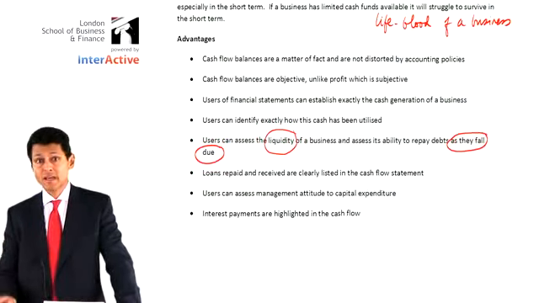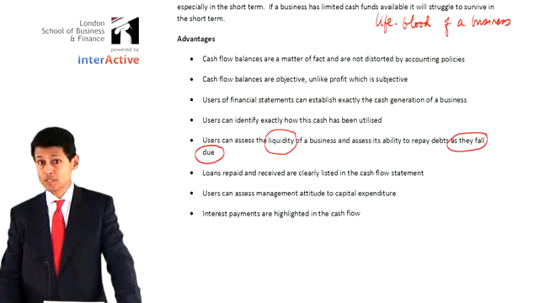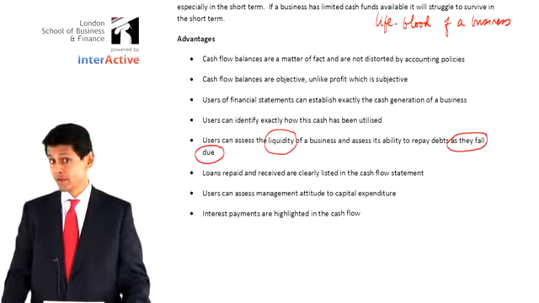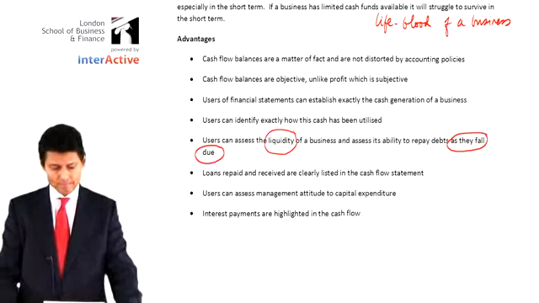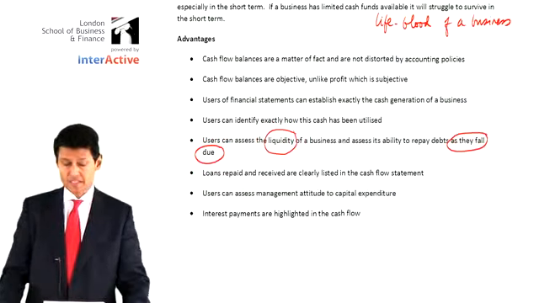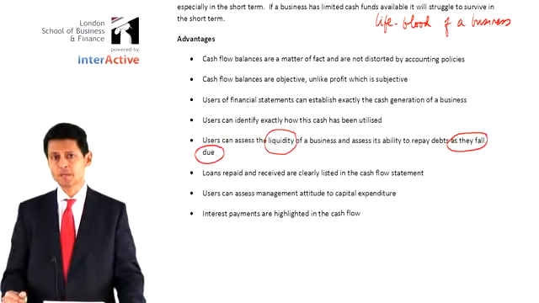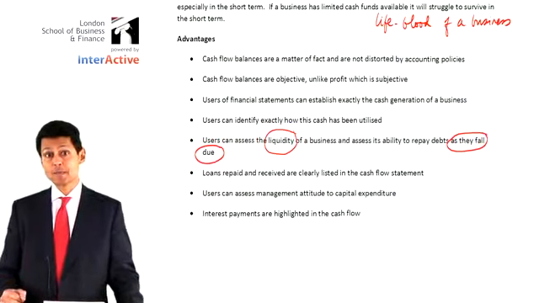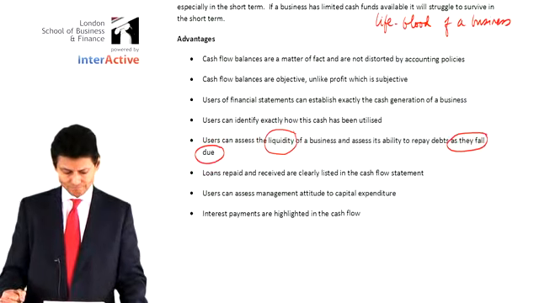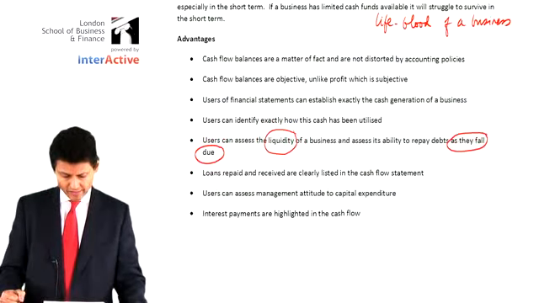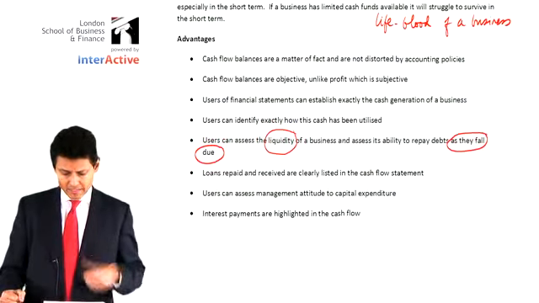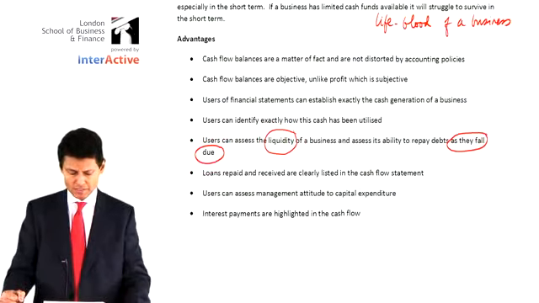There are certain time limits, certain dates on which, for example, debentures must be repaid. So the user can assess the liquidity of a business to see whether it's got enough cash to meet all these obligations. What else? Loans repaid and received are clearly listed in the cash flow statement, of course.